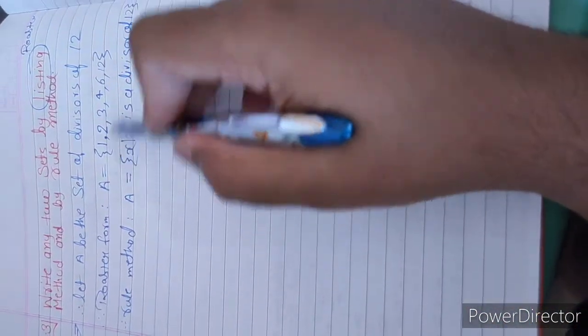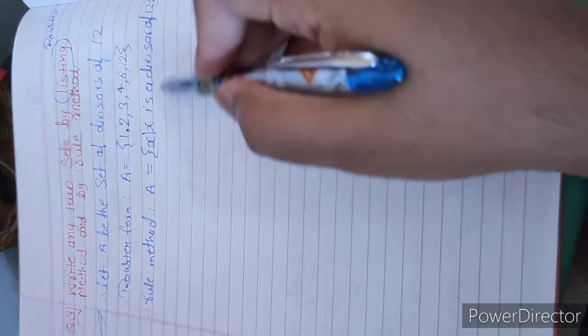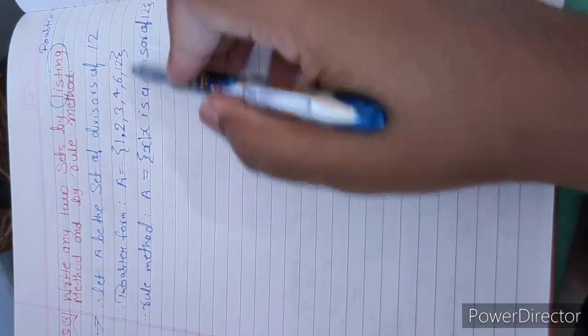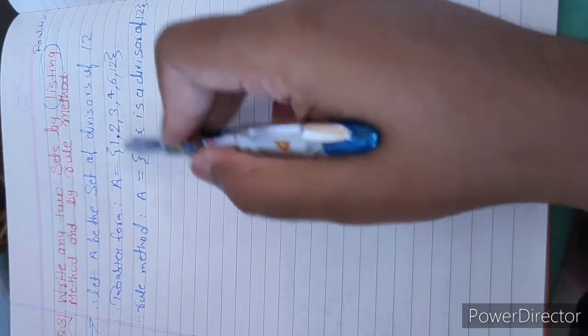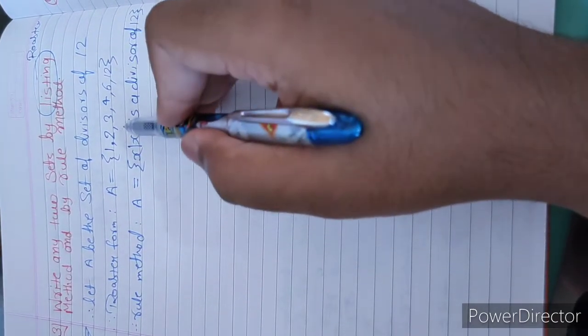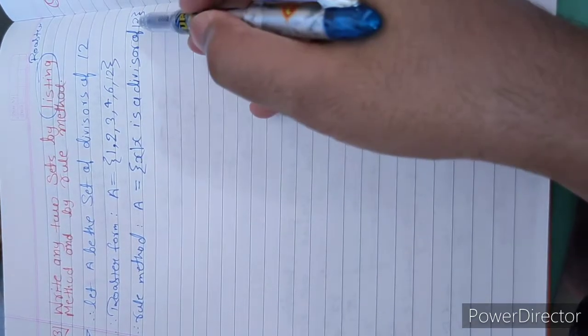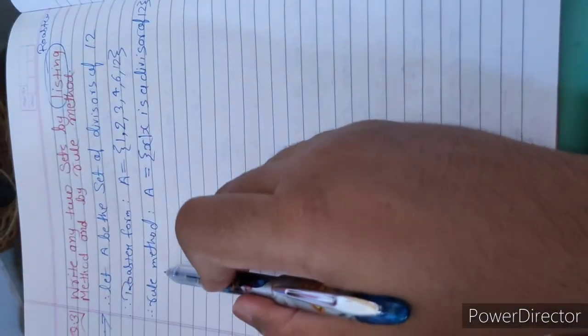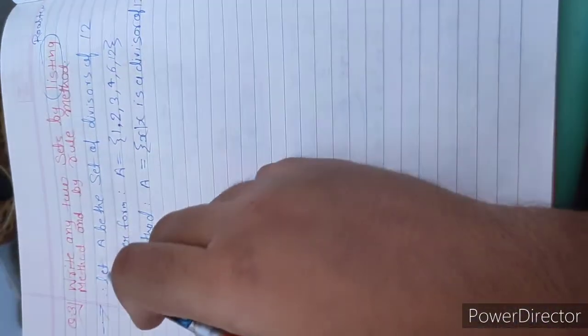So in rule method we will write like that. We consider some variable which will denote our set. Here we considered x. x is a divisor of 12. It means that x contains the values which can divide 12. Understood, everyone? So in that way we will write these sets in roster form as well as in rule method.